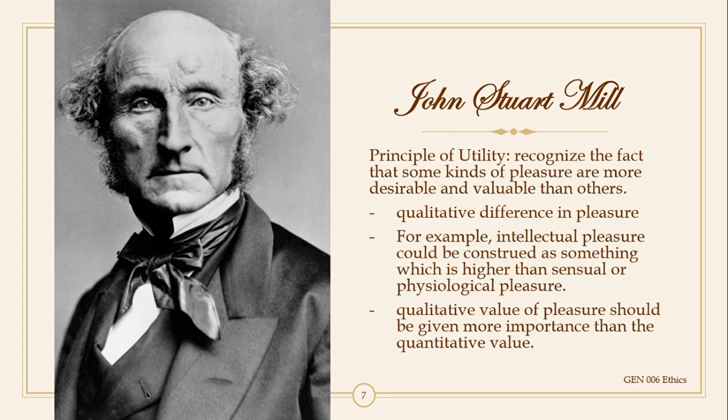perceptions of happiness, and there are differences in the quality of happiness that you could get. There are different levels, there are different qualities. So, qualitative differences in pleasure. For example, intellectual pleasure could be construed as something which is much more important than sensual or physiological pleasure. That's what John Stuart Mill is trying to point out.